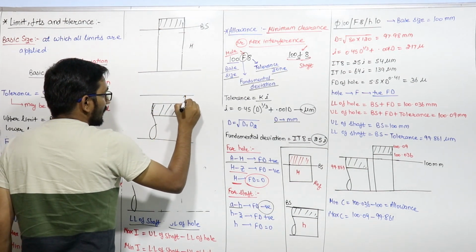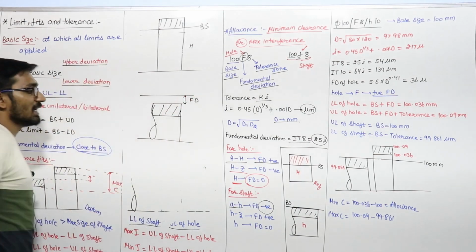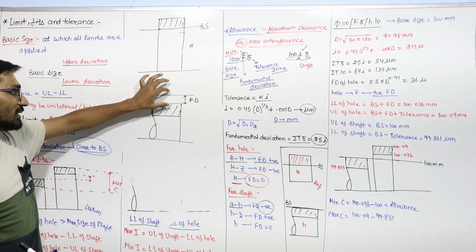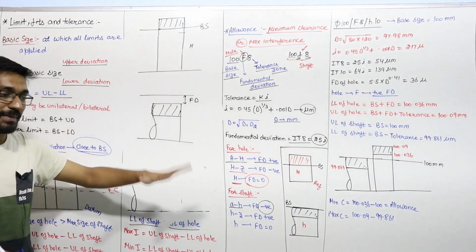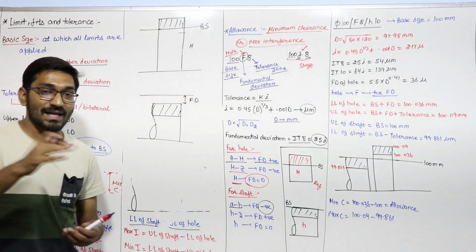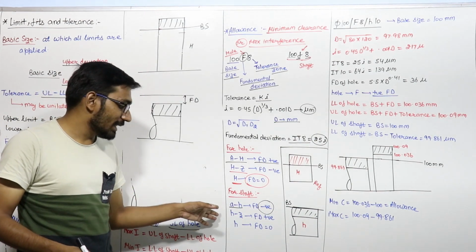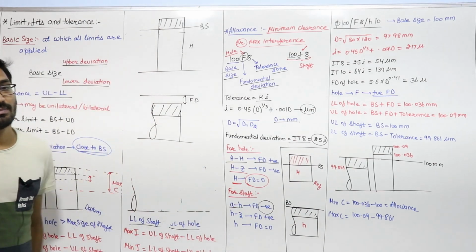This is the fundamental deviation. Negative means the closest dimension will be your negative, less than the basic size. So for A to H, this is negative. At small h, it is 0, and from H to Z, it is positive.